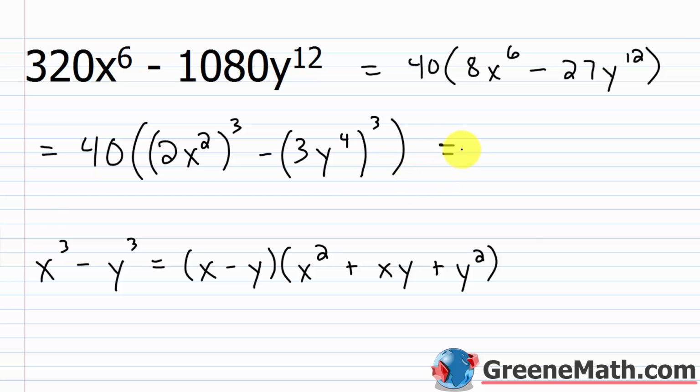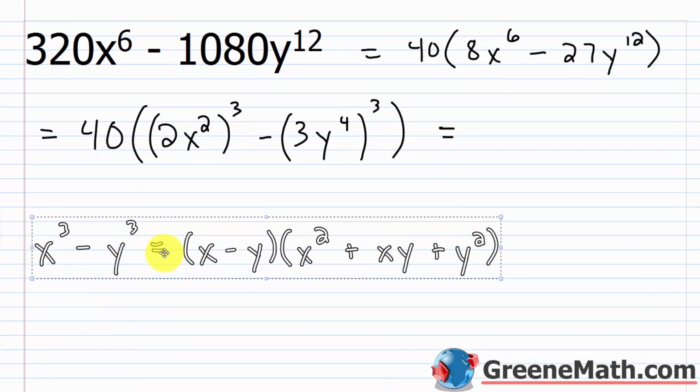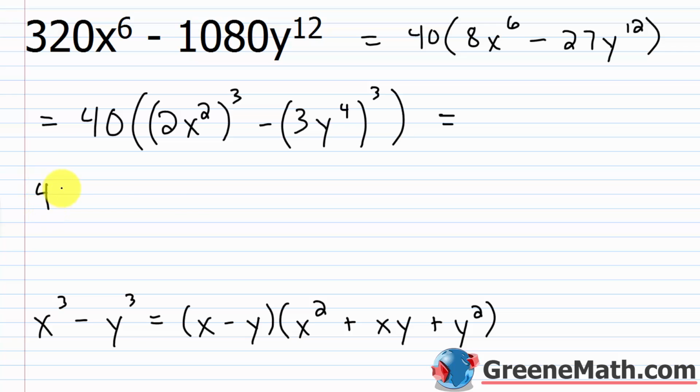All right, so now we're just going to follow our pattern. We kind of move this down. So we're going to have 40 out in front, and then it's x minus y. So it's the first thing being cubed minus the last thing being cubed. So we're just going to have 2x squared minus 3y to the 4th power.